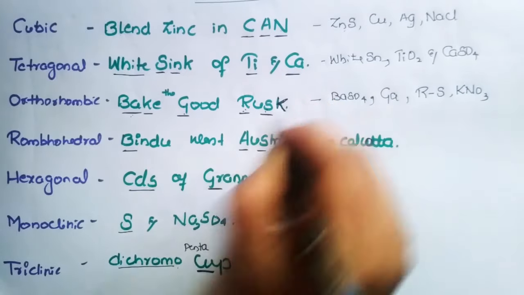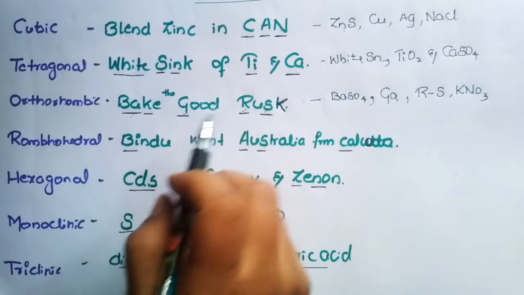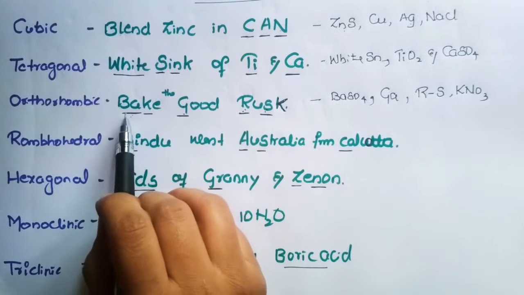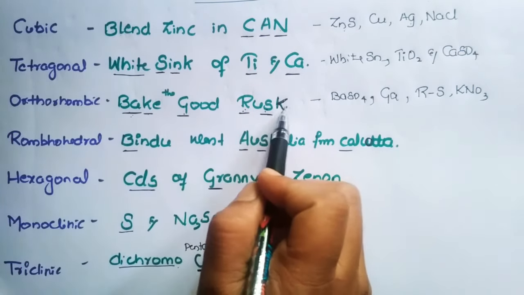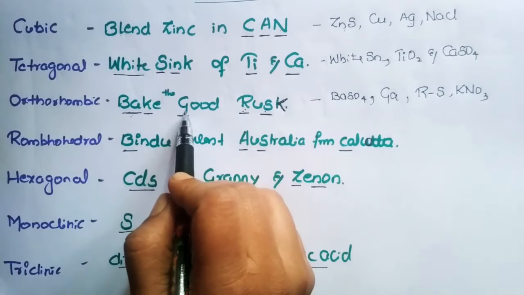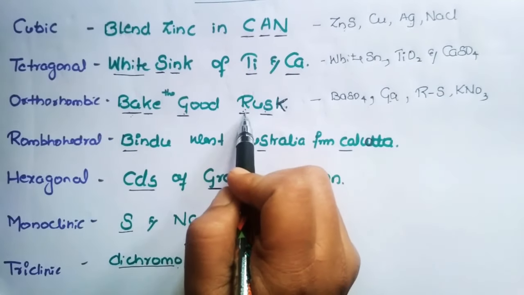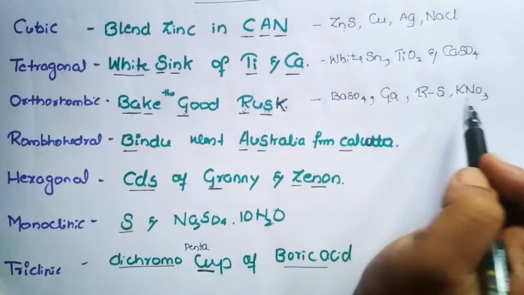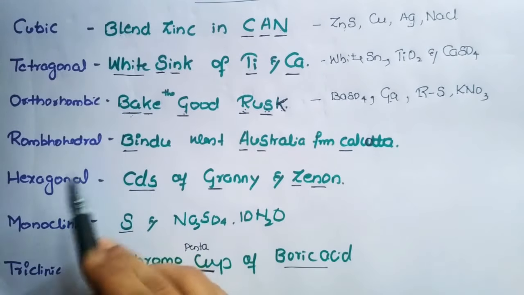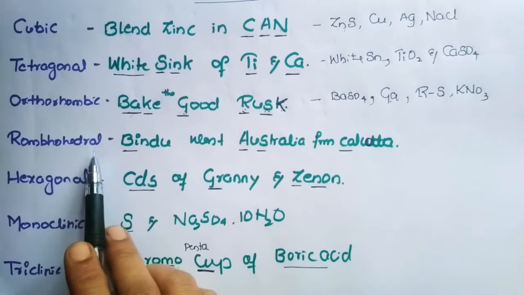If you write this capital word, you are going to get repetition. "Bake the good rusk" means Ba means barium sulfate. So either you can take K here or you can take K here, anything is possible. G means I have taken gallium. R means rhombic sulfur. K means potassium nitrate. Similarly, next comes rhombohedral.